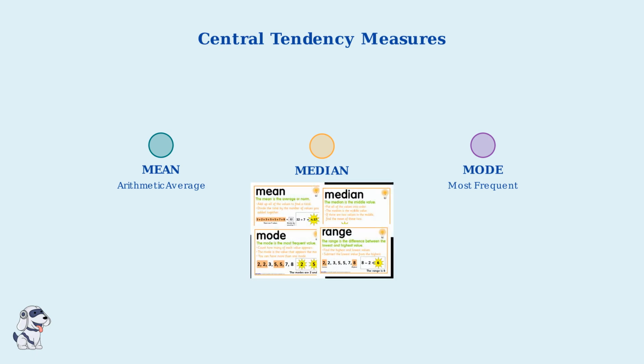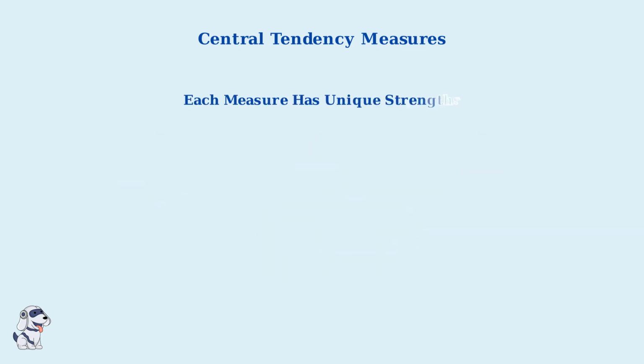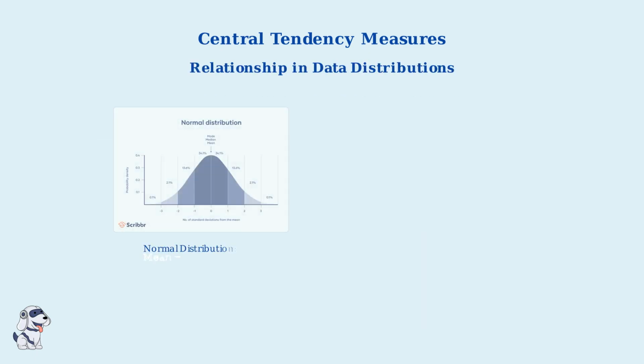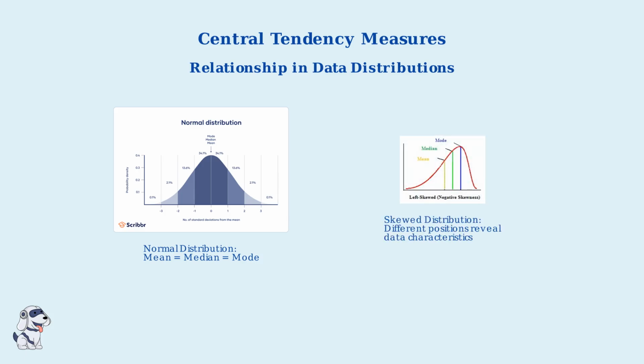The mean is the arithmetic average, calculated by adding all values and dividing by the number of observations. The median is the middle value when data is arranged in order. The mode is the value that appears most frequently in the dataset. Each measure has its own strengths and is suitable for different types of data and situations. The choice of which measure to use depends on the nature of your data and what you want to communicate about it.